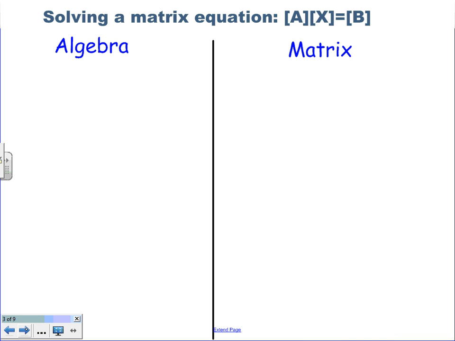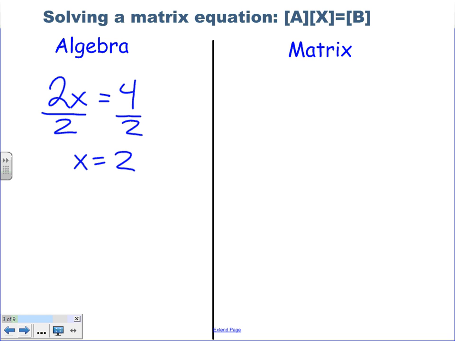So let's talk a little bit about algebra. Since matrices do not understand division, let's say we had a problem like this: 2x is equal to 4. Typically we would do this. We would just divide by 2 on both sides, x equals 2, and we now have solved for the unknown. But matrices does not allow us to divide. So how else can we solve this problem?